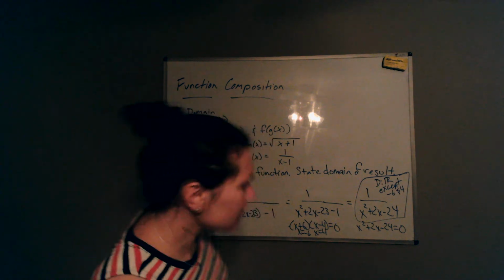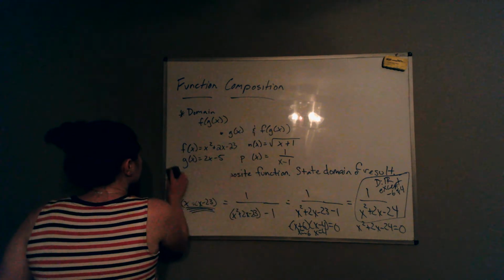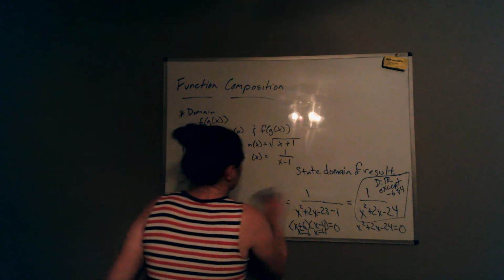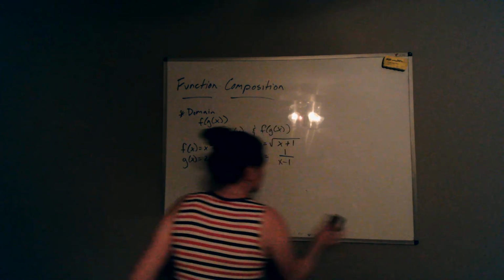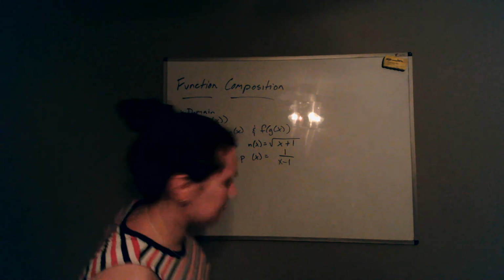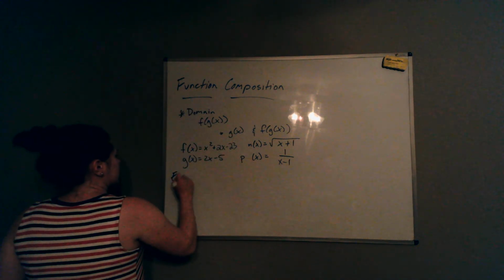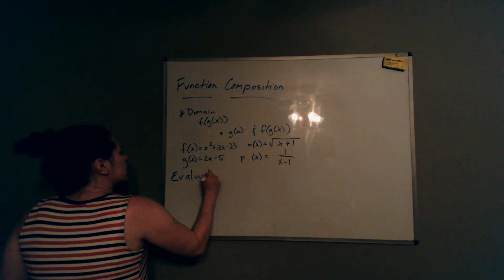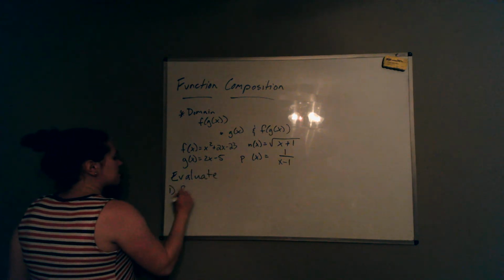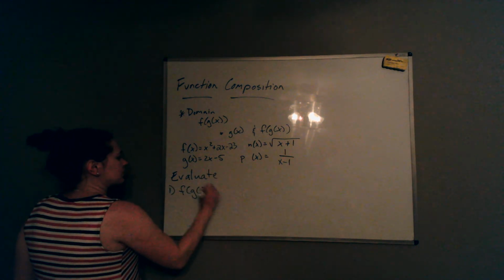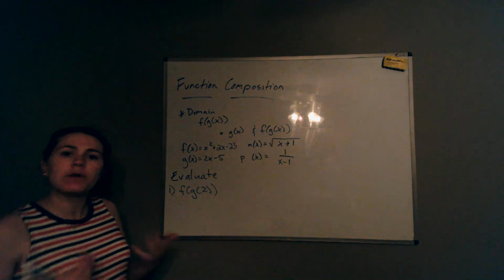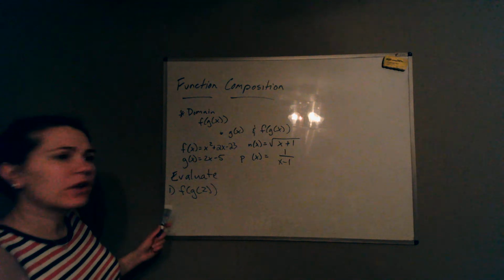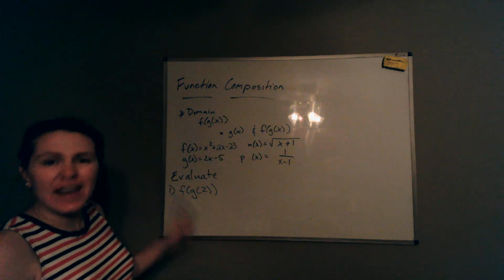Now, before we close out function composition, why don't we do one more thing with these functions, and that is the following. You're going to evaluate. So number 1 says f of g of 2. So you're actually going to get an output value. This says we're going to evaluate f of g of x when x is 2.